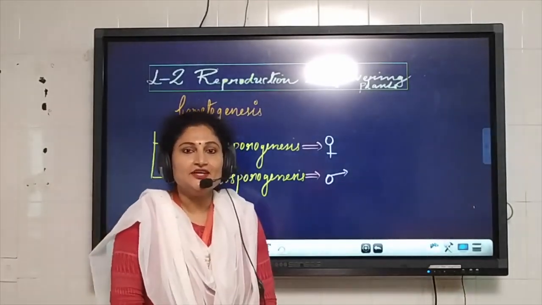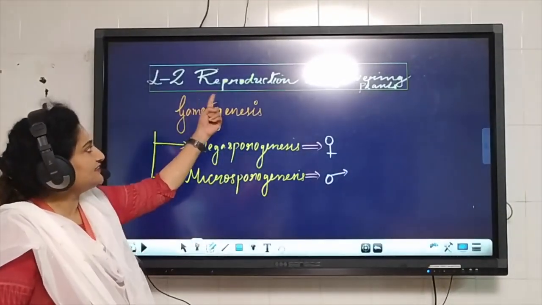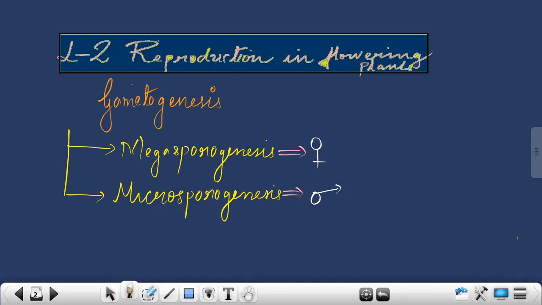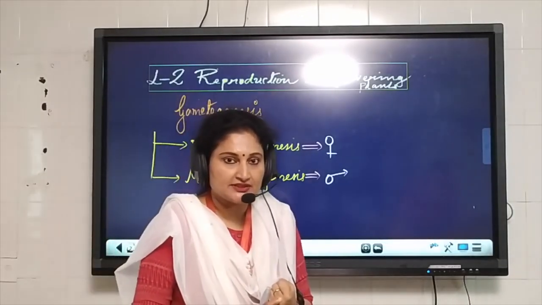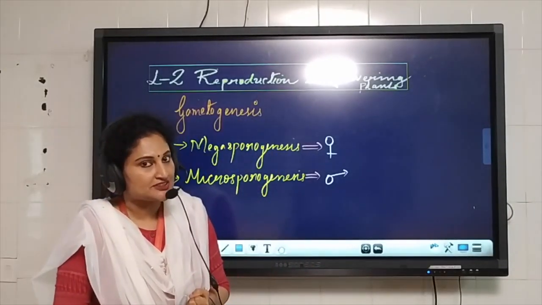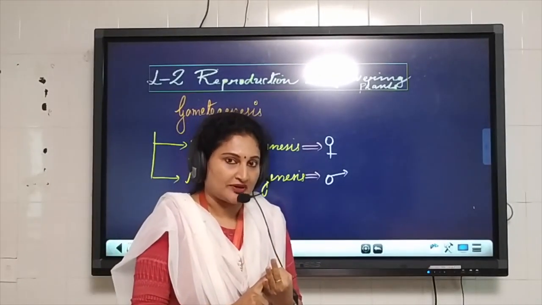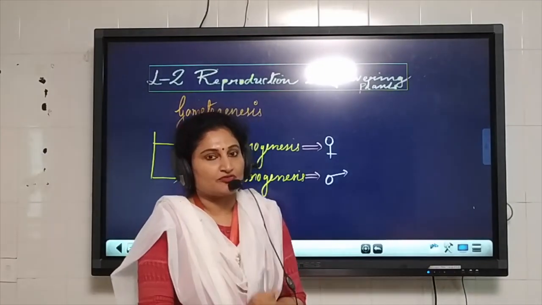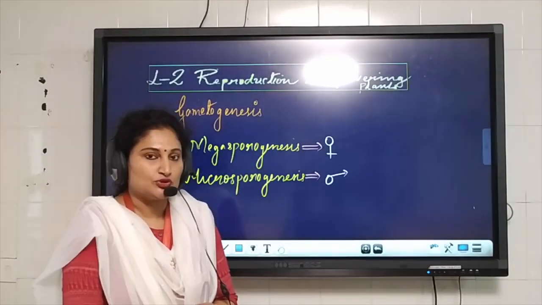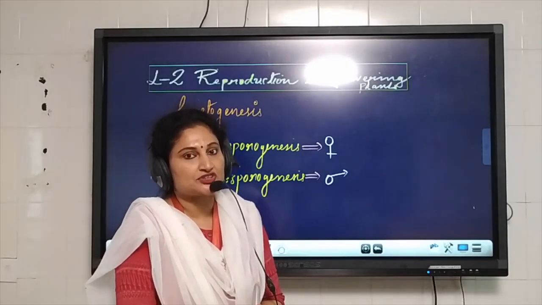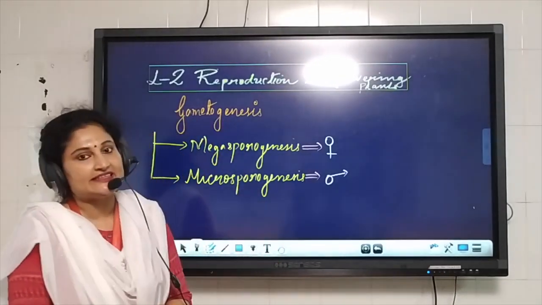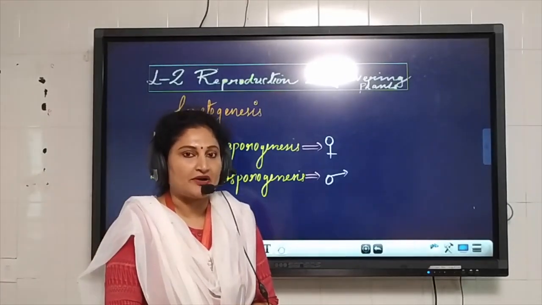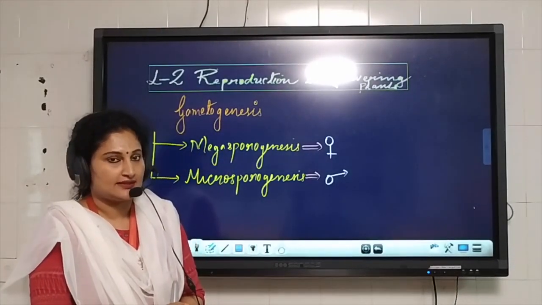Good morning, children. Today I am going to take the lesson Reproduction in Flowering Plants, Chapter 2. You all are aware of the process of reproduction, the significance of reproduction, and the types of reproduction. There are two types, sexual reproduction and asexual reproduction. In this chapter, we'll be dealing with the sexual reproduction in flowering plants.